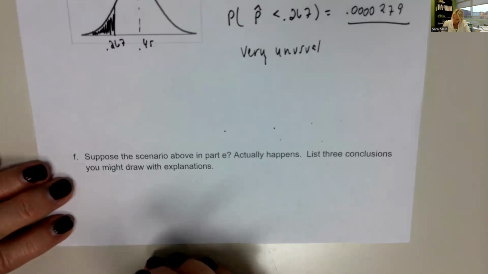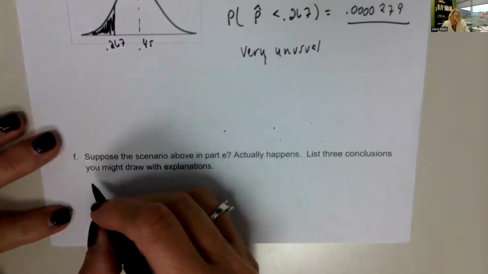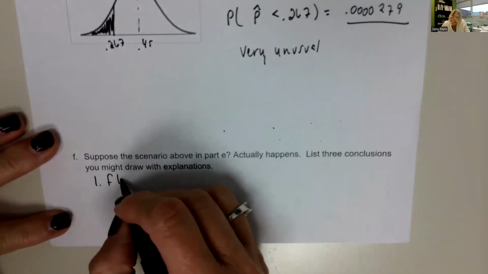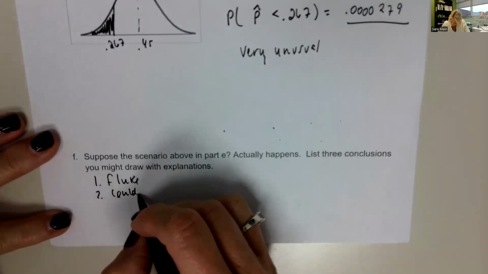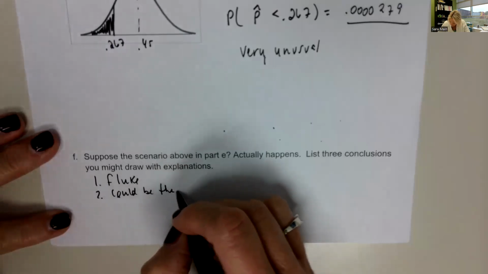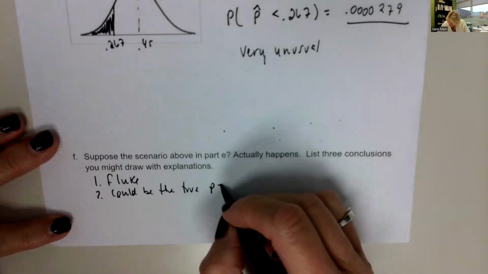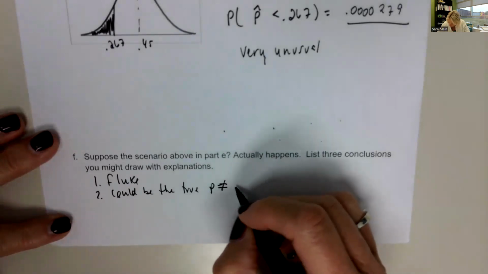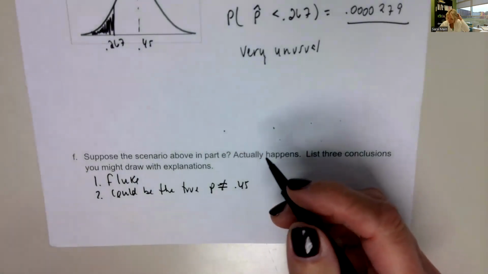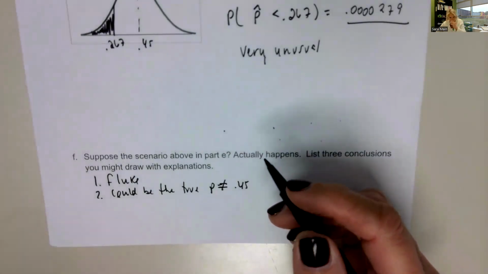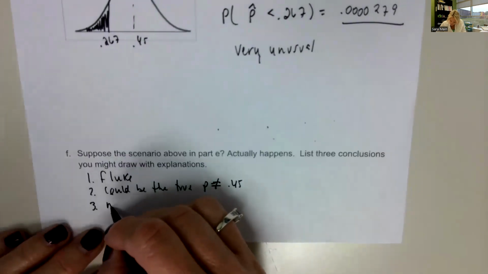And then F says, suppose the scenario above in part E really does happen, list 3 conclusions. So it could just be a fluke. It could be the true P is not equal to 45% watching the Super Bowl. Maybe there's fewer people. And the third thing could be not a random sample.